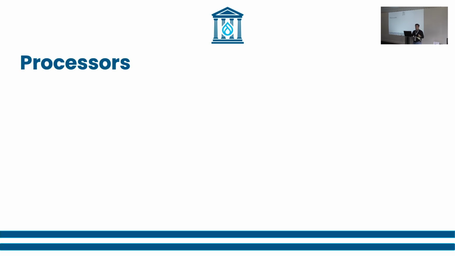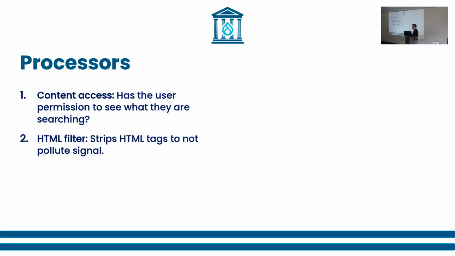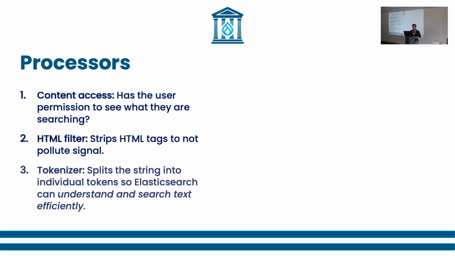So the processors. Content access, straightforward: if the user has access, you can see the search results. HTML filter, we strip HTML tags. We basically trim the whole content, so we will not populate any unnecessary signals. Tokenizer, we split the string into individual tokens, so Elasticsearch can understand and search text more effectively.